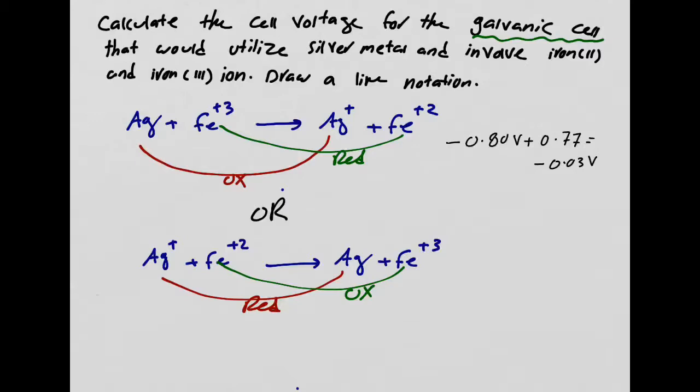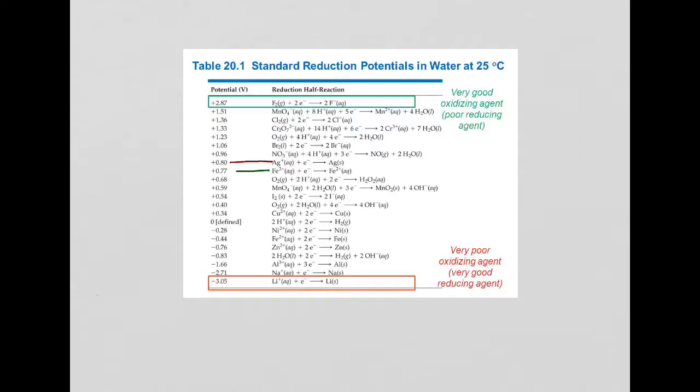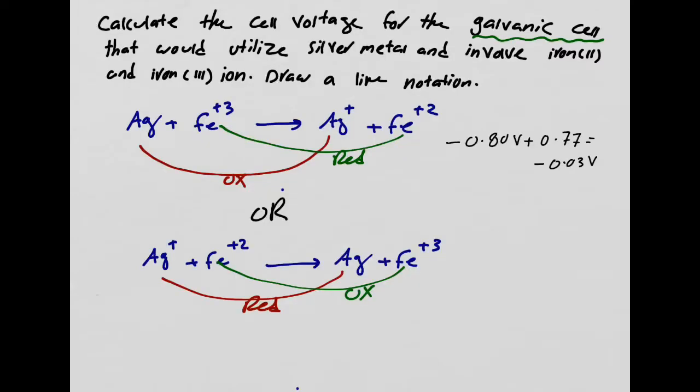Now, over here, if my silver is my reduction, I can take that number, and that number is 0.80 voltage. Now, my iron is my oxidation, so plus minus 0.77, because I need to flip the sign for oxidation. I get 0.03 voltage. So you could set it up either way, but this reaction will go and this reaction will not go. So that's how I know this reaction down here is the reaction that I am looking for. So far so good? Okay.